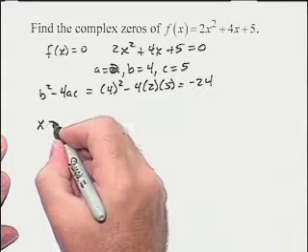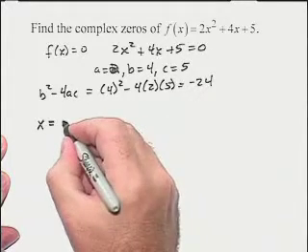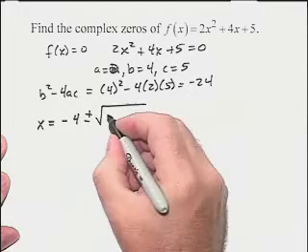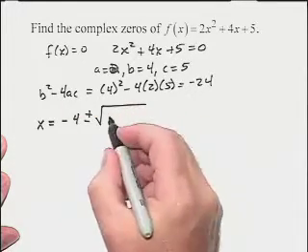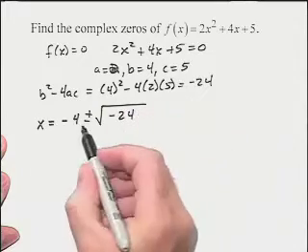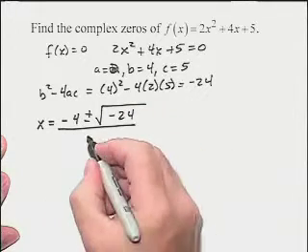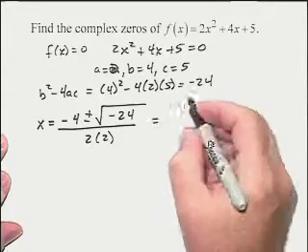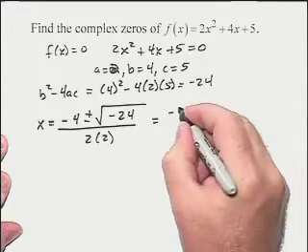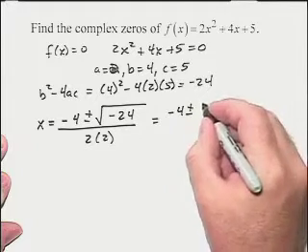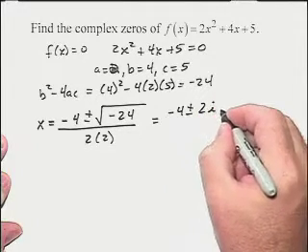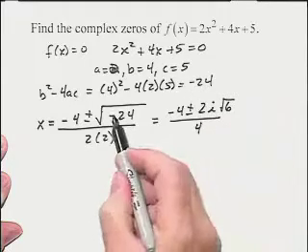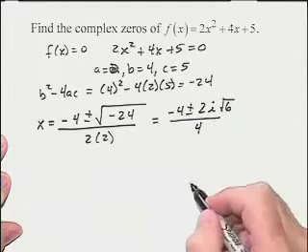We're going to use the quadratic formula. We'll get x is equal to negative 4 plus or minus the square root of b squared minus 4ac, which we found to be negative 24, and all that's over 2 times 2. This will give us negative 4 plus or minus 2i times the square root of 6, divided by 4. And the square root of negative 1 is i, the imaginary unit.